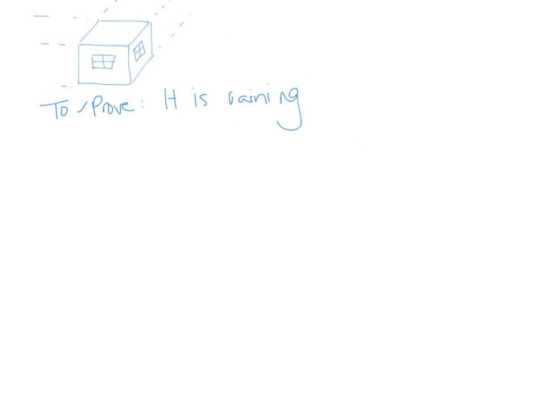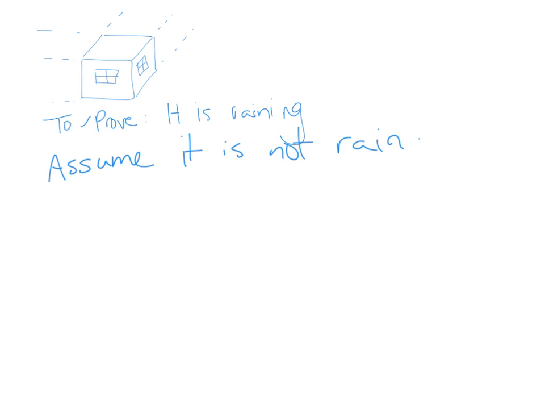And for some strange reason, which will become obvious as time goes on, I'm going to assume it is not raining. So I'm going to assume it's not raining. And having made this assumption that it's not raining, I make some observations. And maybe I see a bunch of people carrying umbrellas. It's supposed to look like an umbrella. And I say, okay, fine.